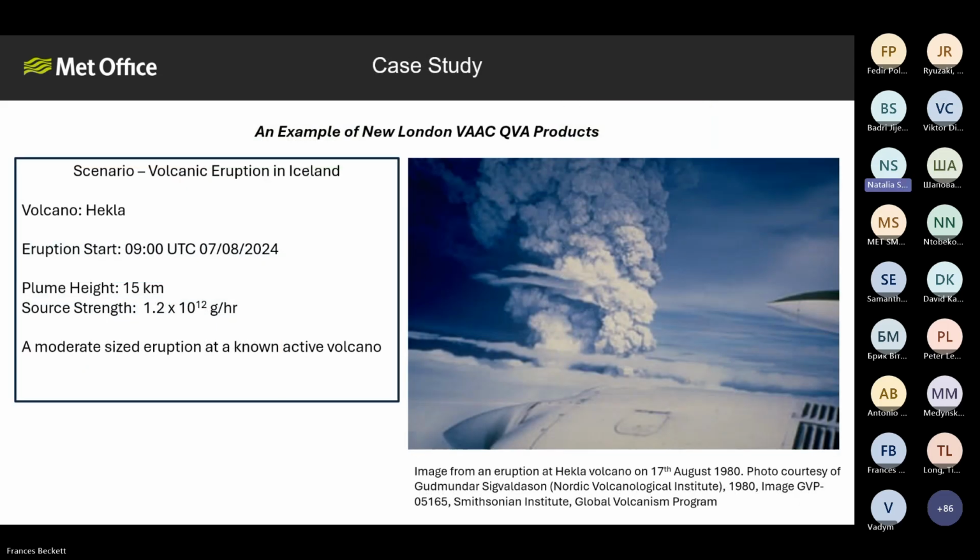So we want to try and demonstrate to you now our QVA forecasts using a case study. What you're about to see has been generated by the London VAC system. We have used a hypothetical eruption of a known active volcano in Iceland, which represents a moderate-sized eruption. And we've generated this output using real weather data. So although hypothetical, this does represent what could happen.